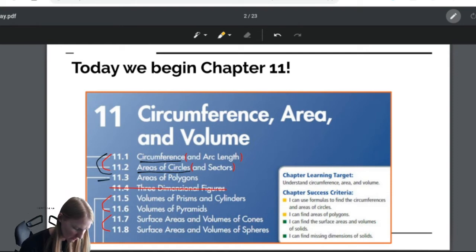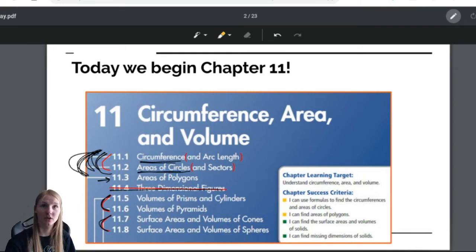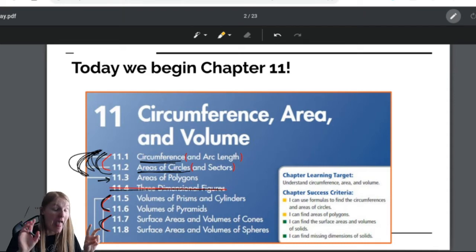11.3 is areas of polygons. We're just going to skip 11.4. Don't even worry about it. We'll do 11.5 and 6 together, and we'll do 11.7 and 8 together. But for today, we are going to look at 1 and 2, circumference and areas of circles, and arc length and sectors.